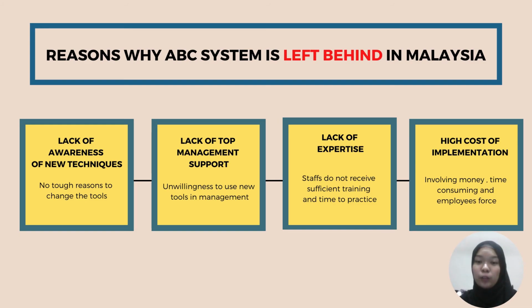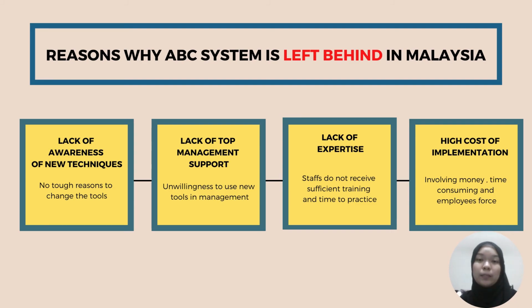The next one is the lack of top management support, which is when the management realizes that the company is not suitable for the ABC system, so they decide not to use the new tools and not to send the employees and staff to training in order to save costs. Other than that, there is also a lack of expertise, since the top management does not send the staff and employees to training. As a result, the staff do not receive sufficient training and time to practice handling the ABC software system. Even if the company is not applying the ABC system, having knowledge about ABC costing will help us grow further in the future.